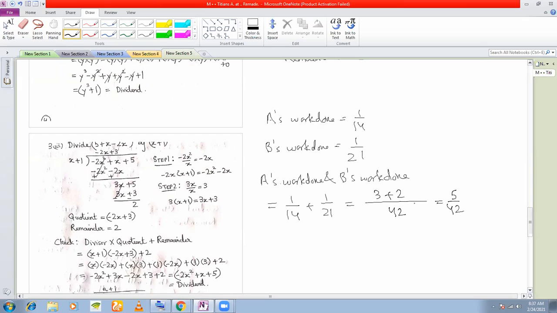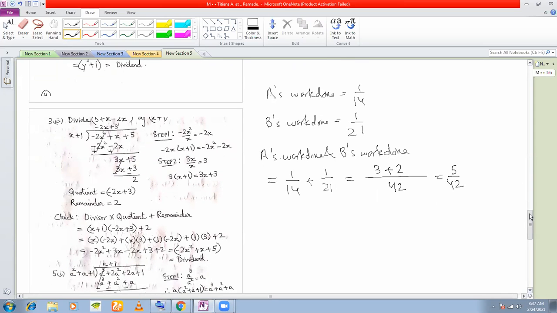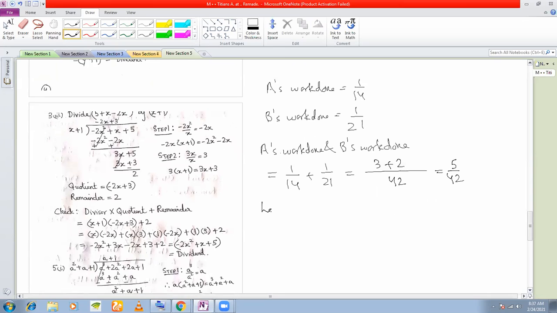Okay. Now they begin together, but 3 days before the completion of the work, A leaves. Find the number of days to complete the work. Number of days taken to complete the work. Let the work be completed in X days, right?